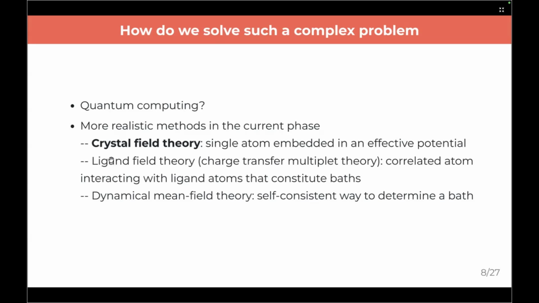And on top of these two theories, you can go even more advanced, to the so-called dynamical mean field theory. In this theory, it assumes a more self-consistent way to determine the bath. So compared to ligand field theory, the description of the ligand is much more accurate in dynamical mean field theory. But today I will put my focus mainly on crystal field theory, just to give, I would say, a more generic picture of how it works.